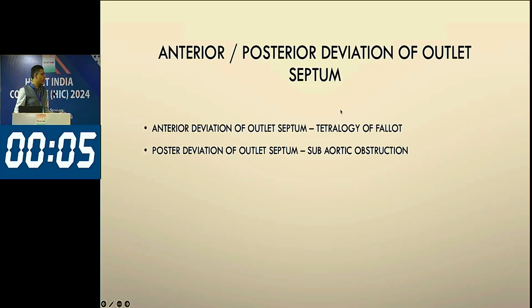A concept of anterior and posterior deviation of outlet septum. Anterior deviation of outlet septum usually will cause subpulmonic obstruction, such as we see in tetralogy of Fallot, and posterior deviation of outlet septum usually is associated with subaortic obstruction, or subpulmonic obstruction in case of transposition.